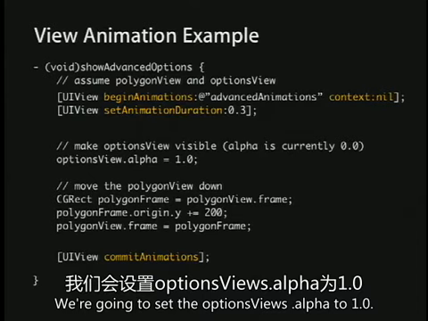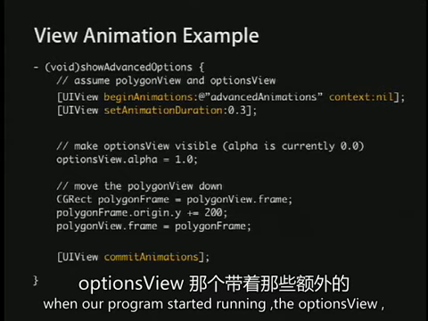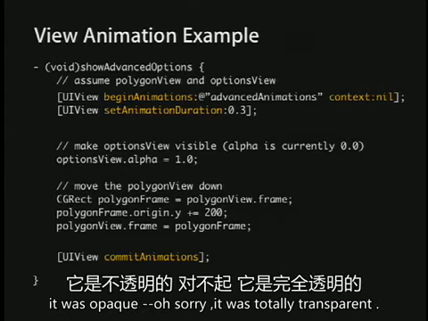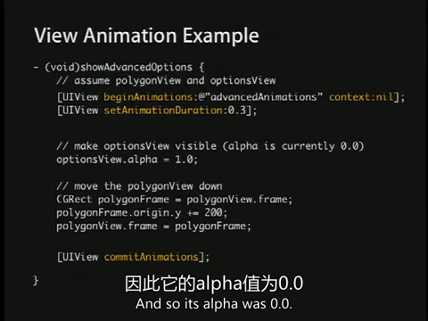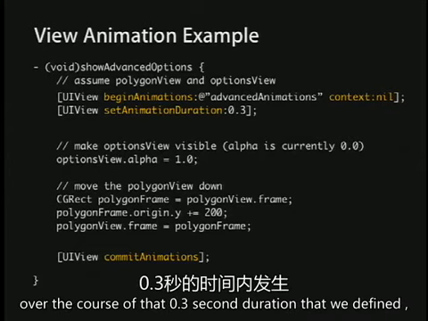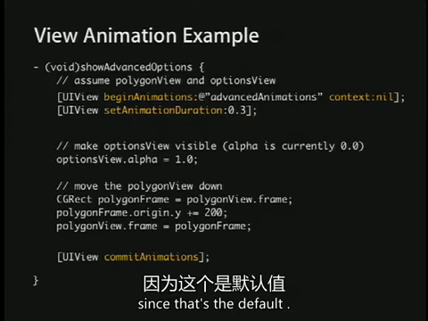We're going to set the options view's alpha to 1.0. So we're going to assume that at the beginning, when our program started running, the options view, that view with those extra buttons, was totally hidden. It was totally transparent. And so its alpha was 0.0. We're going to set it to 1.0, and that's going to happen over the course of that 0.3 second duration that we defined. And it'll happen with the ease in, ease out animation curve, since that's the default.